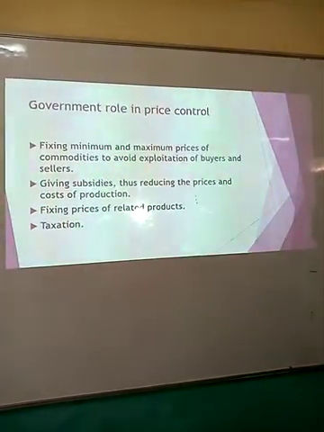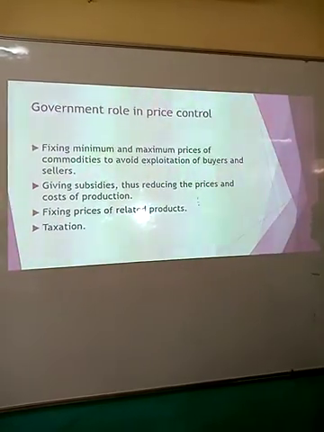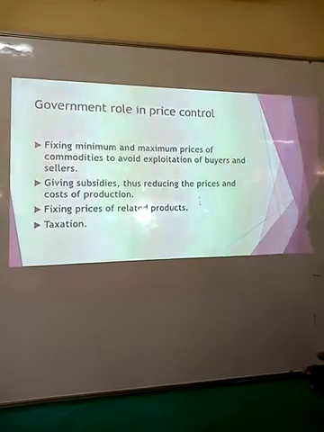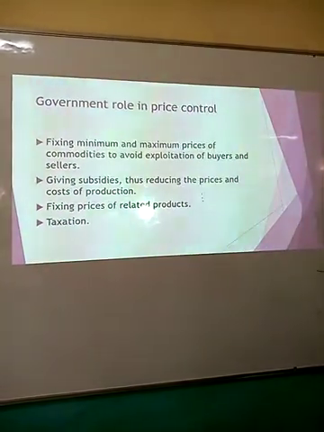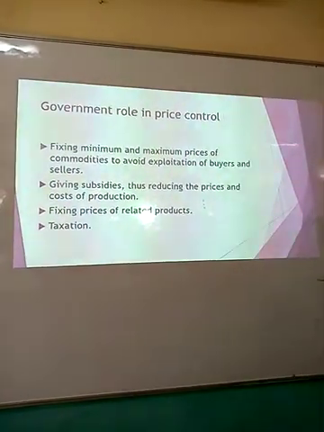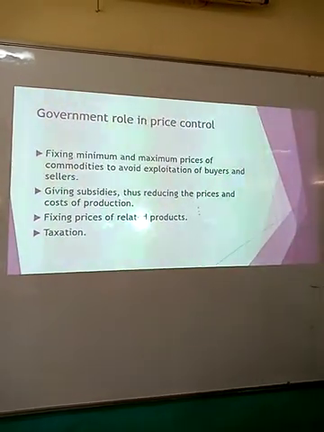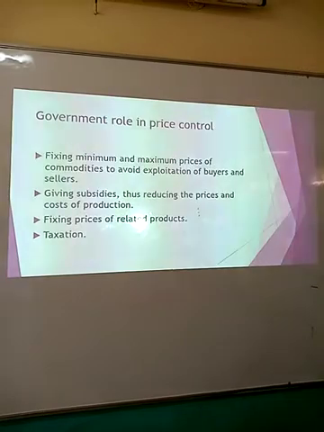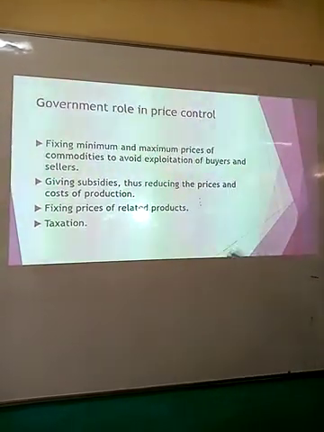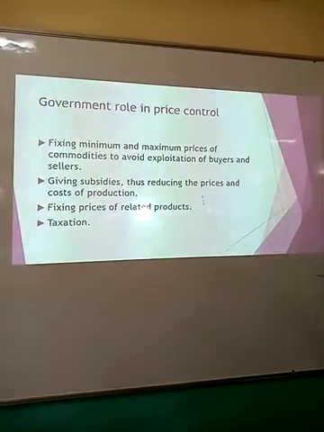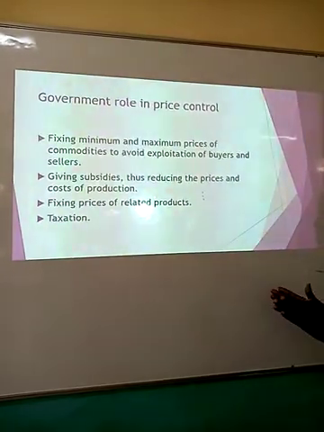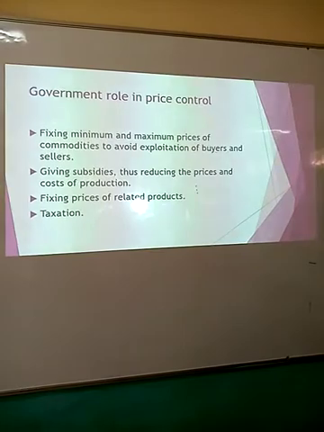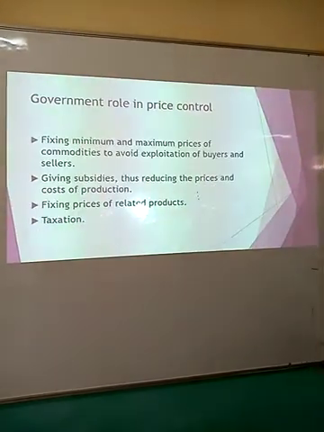Number two, the government gives subsidies and therefore helps to reduce the prices and even the cost of production. That makes most of these goods quite affordable. Three is by fixing prices of related products. If product A and B are related and the government is not willing to control the price of B, it may control A and in such a manner help to control the price of B indirectly.